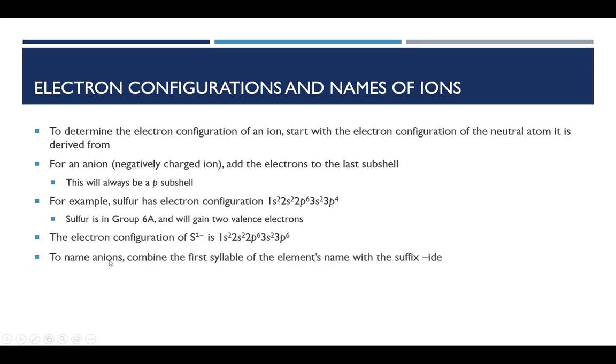Now, its name is going to be a little bit different. For anions, what we do is we take the first syllable of the element and then add the suffix "ide." So sulfur would become sulfide.